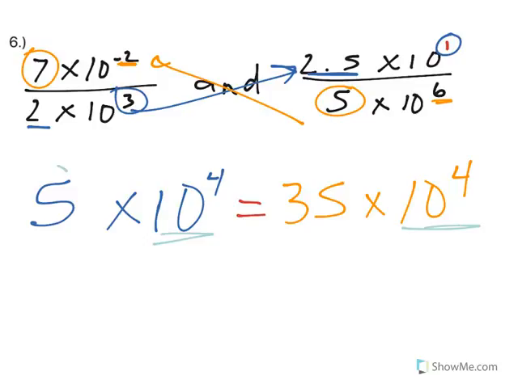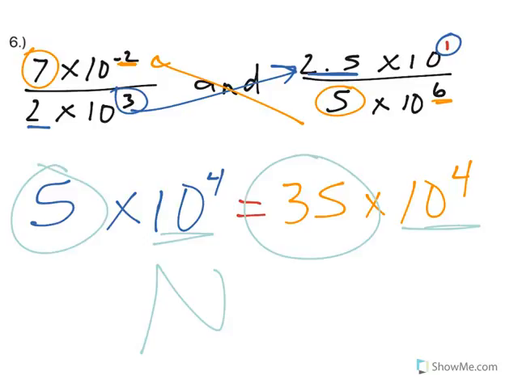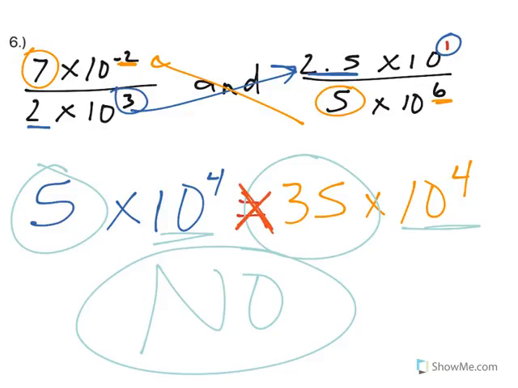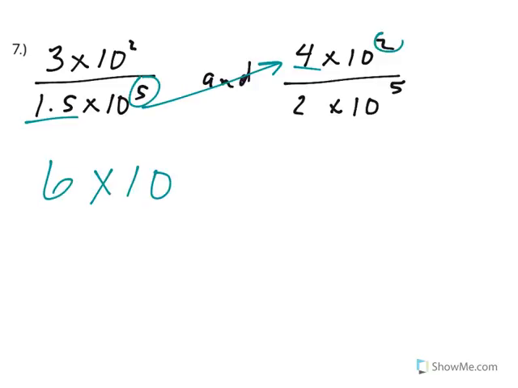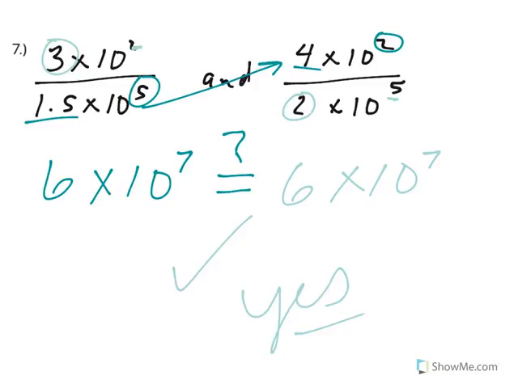Well, now we kind of have two pieces to look at. These are the same, so that's good, but 5 is not the same as 35, so this answer is no. These two pieces are not equal. This is not a true proportion. Okay, so we'll do another one. We'll go this way. 1.5 times 4 is 6, times 10 to the 5 plus 2 is 7. Does that equal 3 times 2 is 6, times 10 to the 2 plus 5 is 7? Yes, these are proportional.